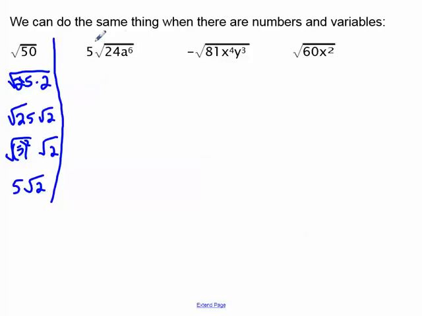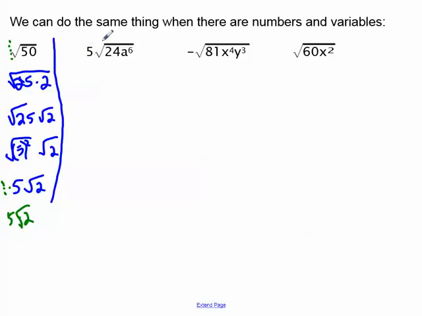Now, what we can do is put numbers outside the house as well. This just happens to be a 1 that's multiplied by everything over here. So this is also a 1 multiplied by everything over here. And it just happens to be 5 square root of 2 still, because 1 times 5 gives me 5. If we go up here, now I've got a 5 outside the house multiplied by everything inside the house.